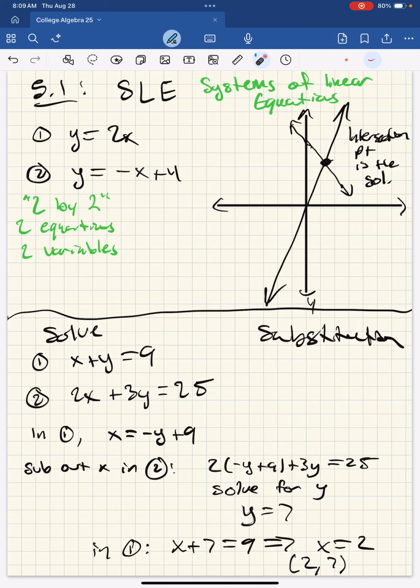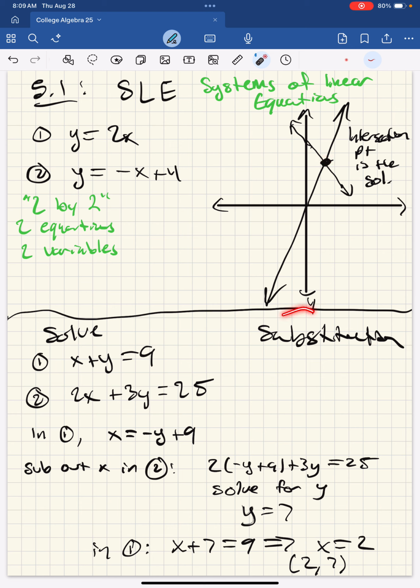5.1 Systems of Linear Equations. So we're going to look at a 2x2 system, which means two equations with two variables. And what we need to know is if the system has a single solution, that solution occurs at the intersection point of those two graphs. So we're going to learn two algebraic methods to solve, and we could verify by using graphing technology and looking at the intersection point.